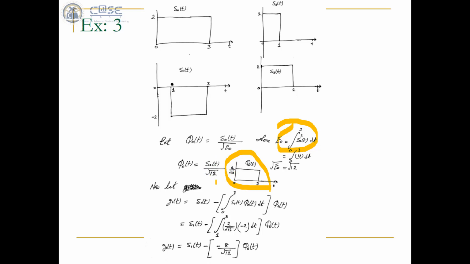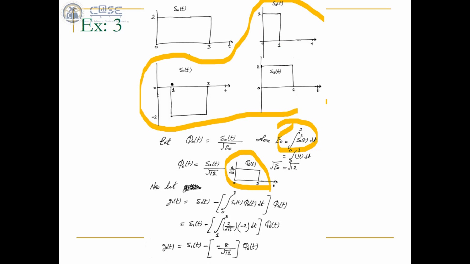Now we go for the second step. In the second step we choose another function arbitrarily out of the remaining possibilities. These 3 were remaining, right? So we have chosen S1 of t as the second function here, and out of it we are going to subtract the contribution of S1 of t onto the previously calculated basis function phi naught of t.